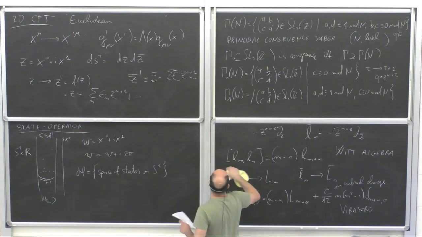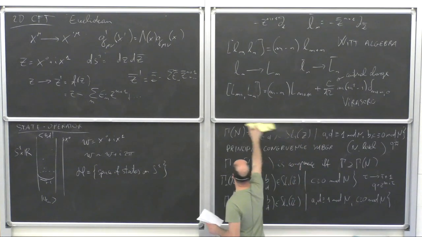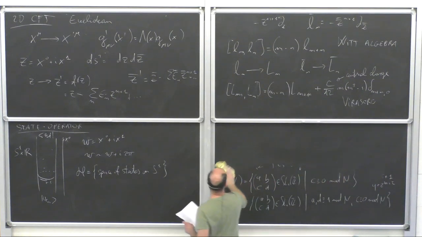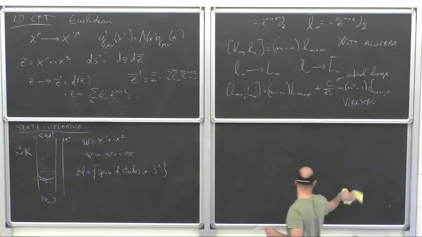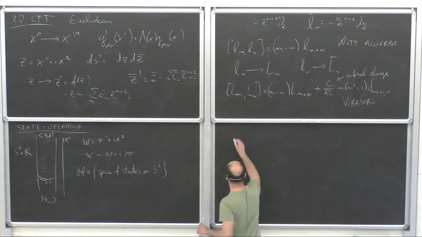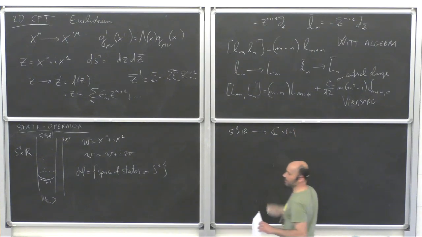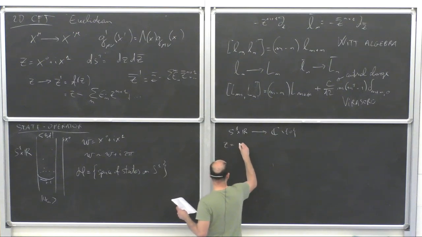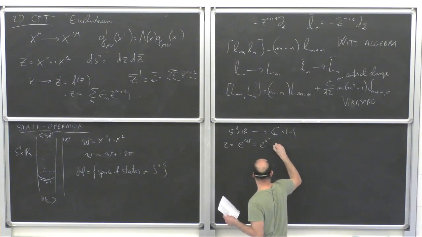And now the thing is that the nice thing about this is that you have a conformal transformation from the infinite cylinder to the complex plane without the origin. And this conformal transformation is given by defining z as e to the w. So this is e to the x0 times e to the i x1.